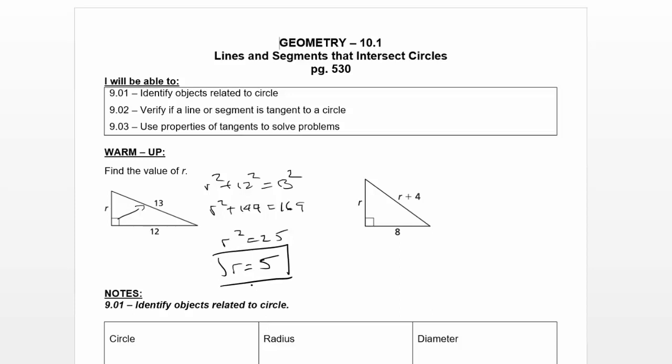You could alternatively solve this problem by realizing that 12 and 13 are part of a Pythagorean triple, specifically 5, 12, and 13. And what do you know? r is 5.